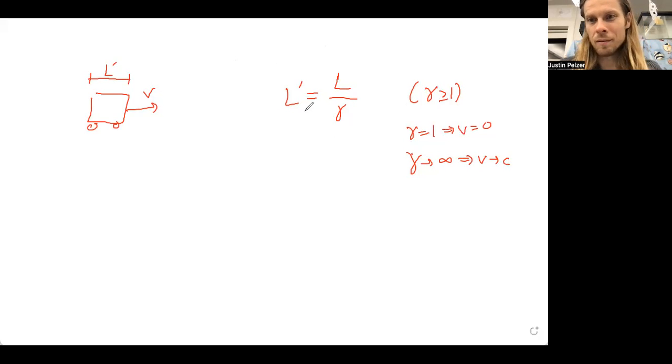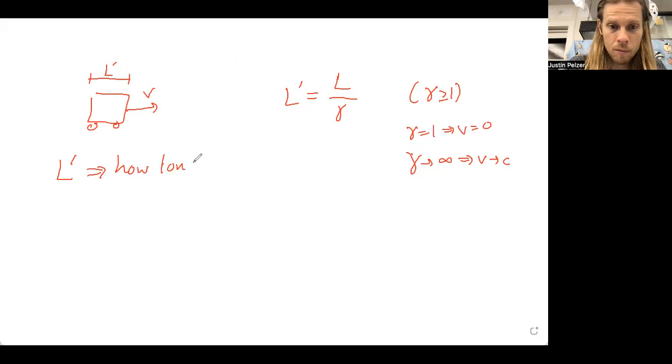So what does that mean? It means that L prime is how long a moving object appears in the direction of motion only. So it's not going to shrink in all dimensions. Only in that one dimension is its motion. So the dimension of motion is the only place that this effect has any.